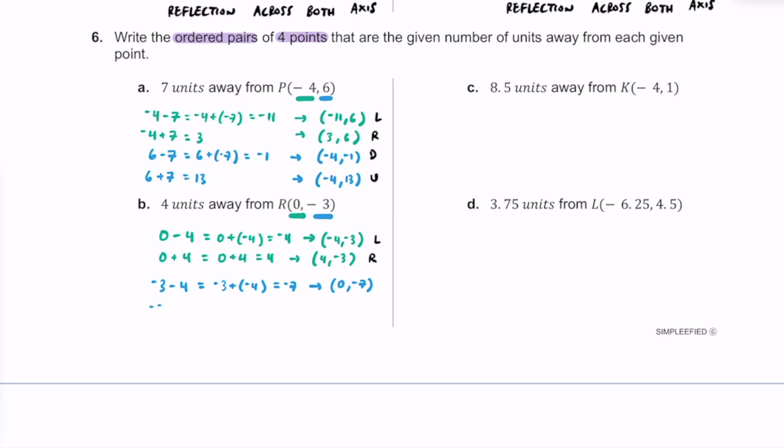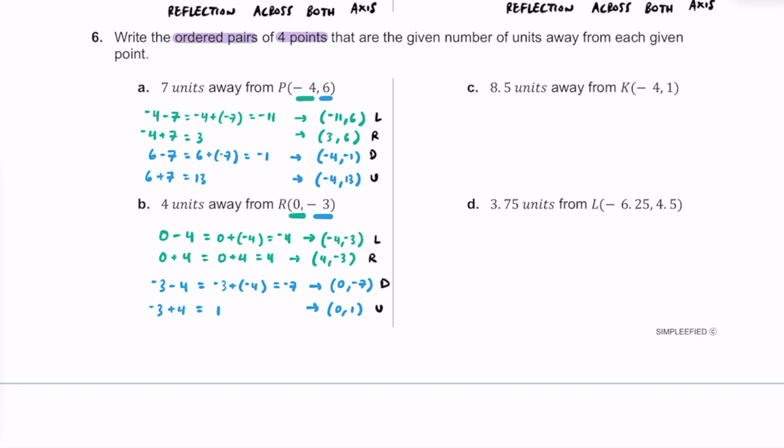What if we go up? Well, we take the y coordinate and we add 4. Negative 3 plus 4 is just going to be positive 1. So that's going to be saying that we're going to be at 0, positive 1. So this is if we went down, and this is if we went up. So these would be our 4 coordinates of points that are 4 units away from the original point.